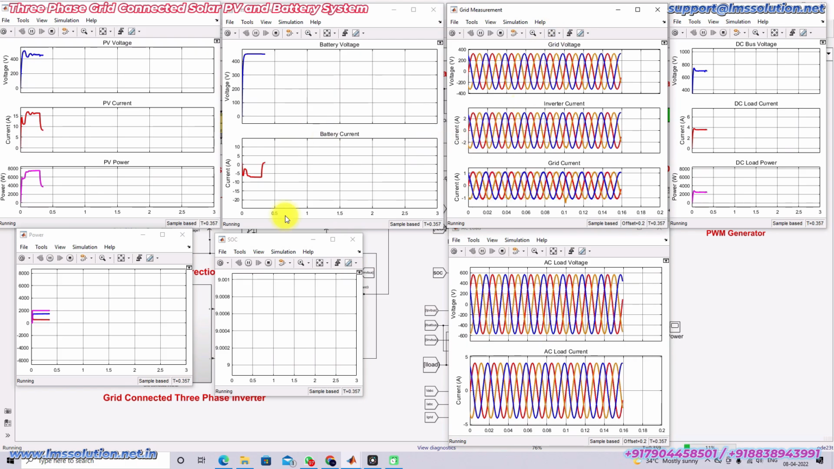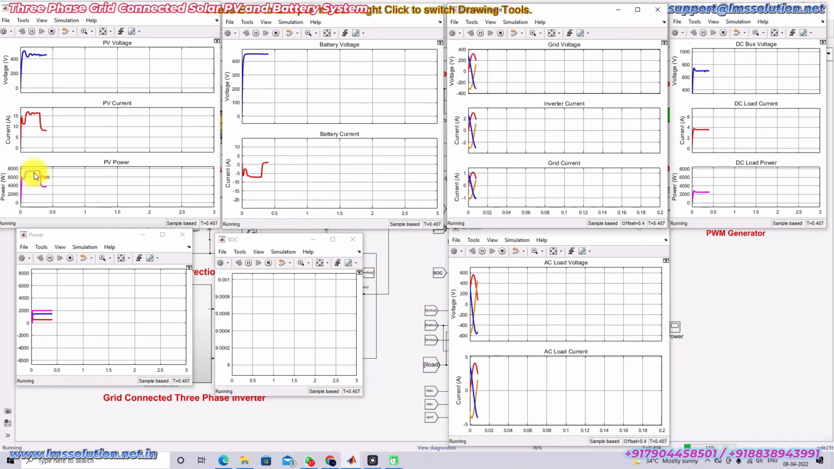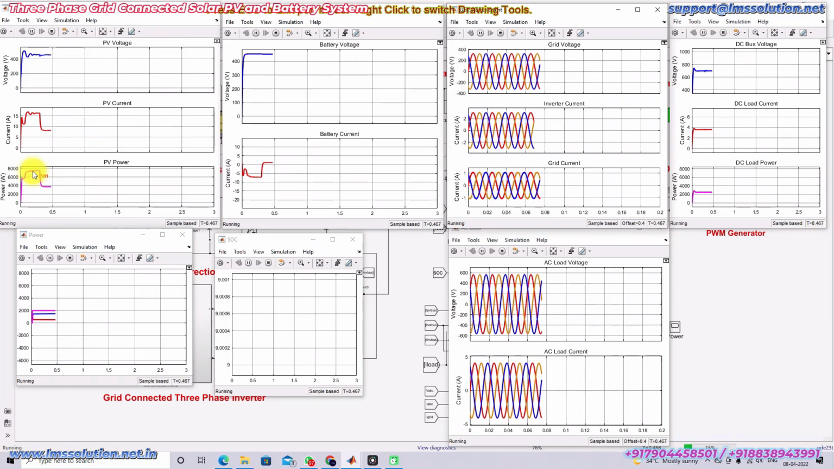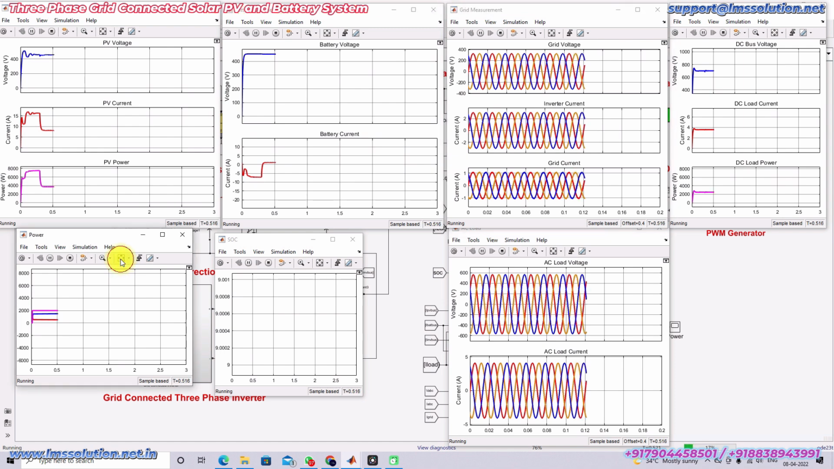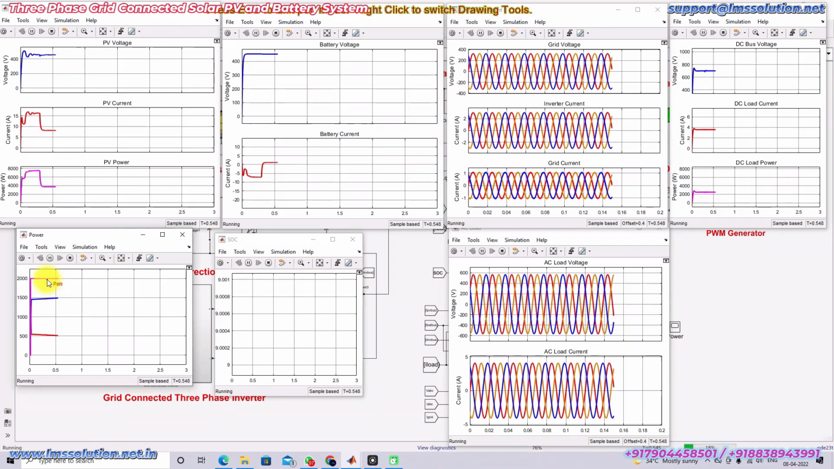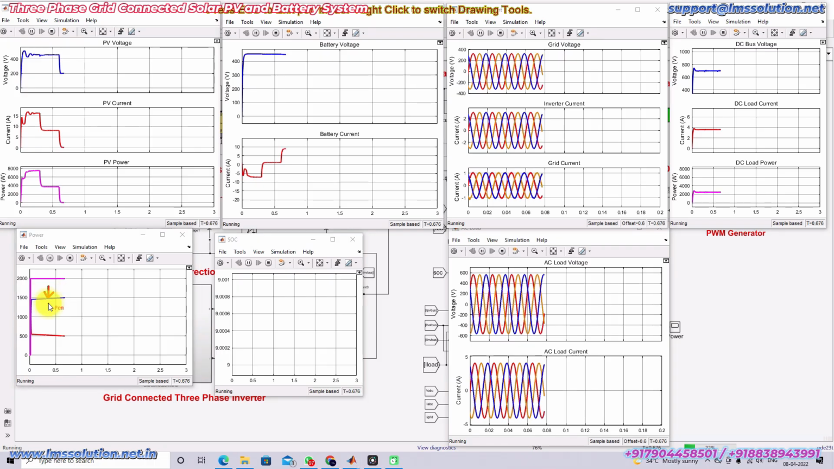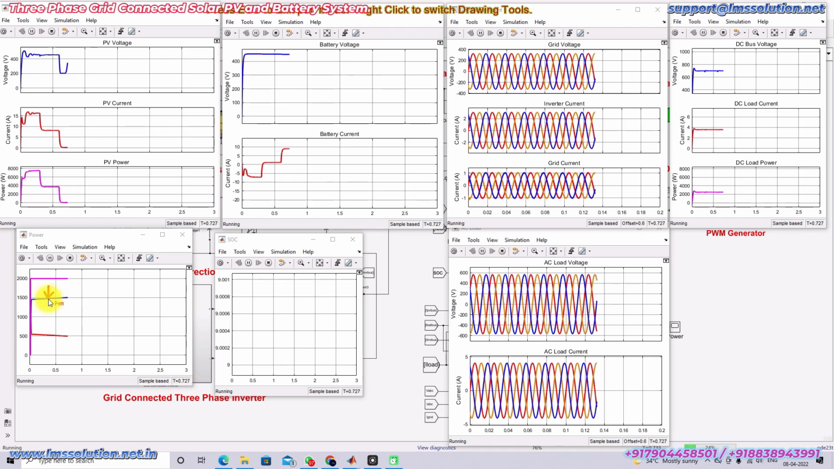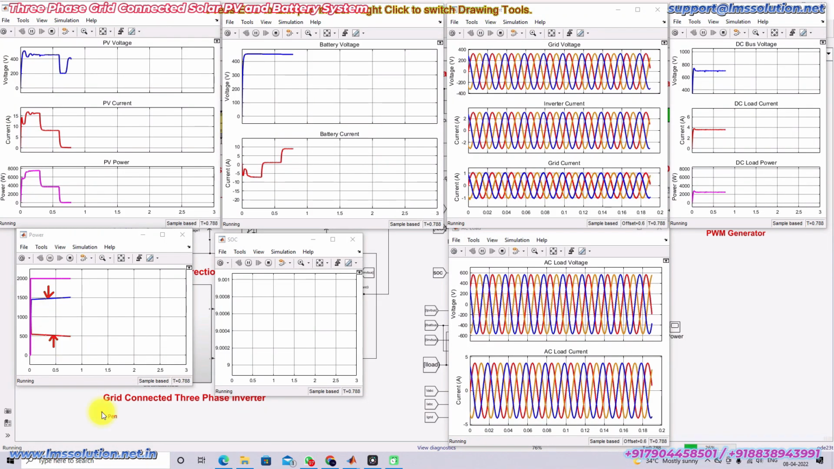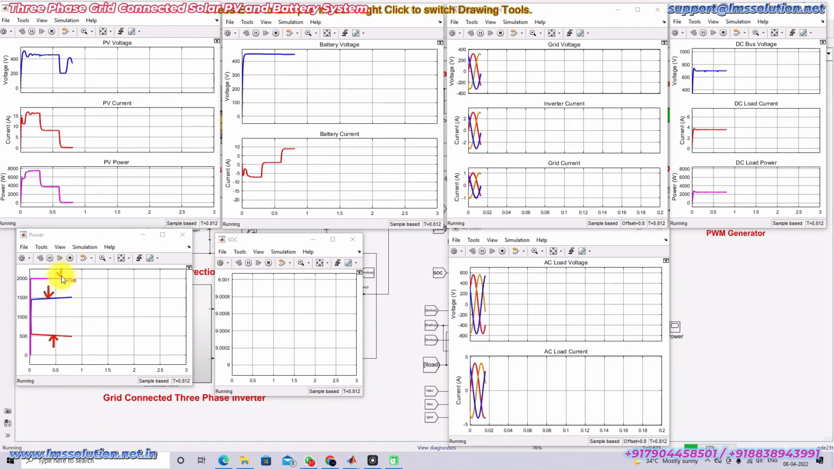So here you can see that initially the PV goes to maximum power because of the incremental conductance MPPT. It reaches around 7500 watts. Here you can also see the load power, the AC load power. It's around 2000 watts, and the inverter gives power to the grid. The power is around 1500. So the load is 2000, and we are sending only around 1500 watts. The remaining power is taken from the grid in order to drive this AC load.